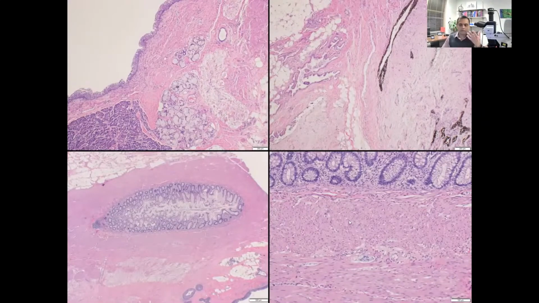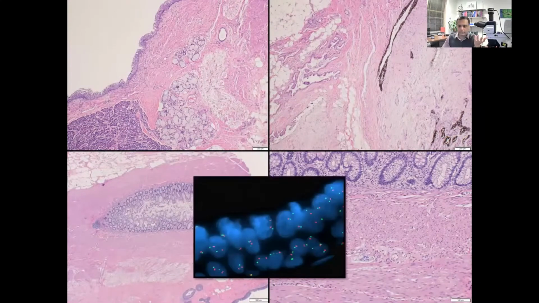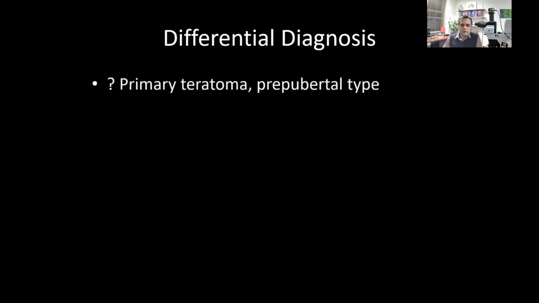So there is no atypia, there is no mitotic activity, and there are no abnormal glandular elements in any of these. And then, of course, we also wanted to do a FISH just to confirm. And again, the FISH came back as normal. So this does not look like a postpubertal type teratoma again, but it's very, very odd. So a differential diagnosis at this point is, this is a primary teratoma unrelated to the testicular one, which is present in the retroperitoneum, and it is of prepubertal type.